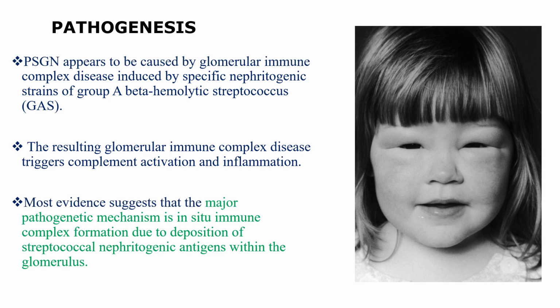Poststreptococcal glomerulonephritis appears to be caused by glomerular immune complex disease induced by specific nephrogenic strains of group A beta hemolytic streptococcus. The resulting glomerular immune complex disease triggers complement activation and inflammation. Most evidence suggests that the major pathogenic mechanism is in situ immune complex formation due to deposition of streptococcal nephrogenic antigens within the glomerulus.